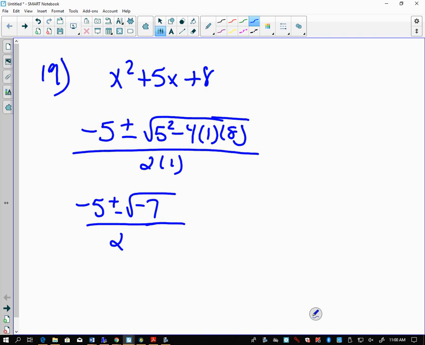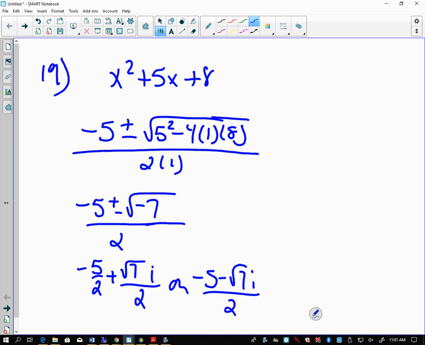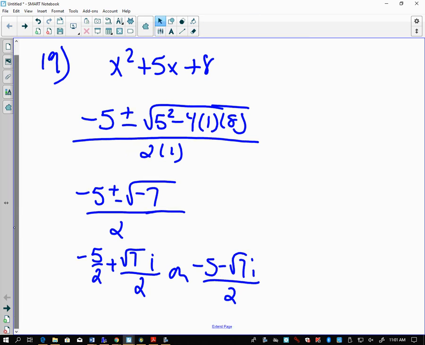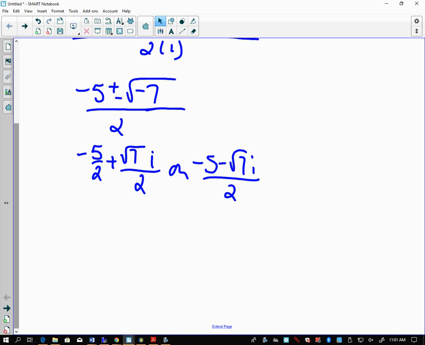So really what we have here is two answers. We have negative 5 halves plus radical 7i over 2, or negative 5 halves minus radical 7i over 2. Now, we're not done. We've broken it up into two answers, but they want it over the set of complex numbers. So what they're looking for here is x.